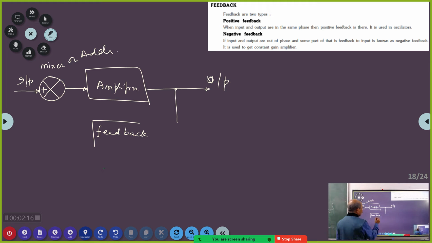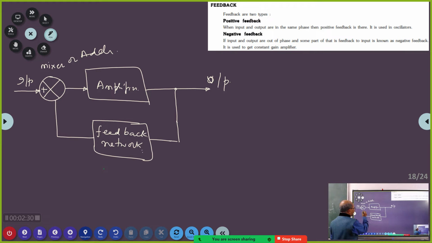So I am tapping this feedback network. Feedback network, and I will tap a part of the output, and I am going to give it here. I hope you understood this configuration here. This is called a mixer. I am tapping a part of the output and feeding it back to the input.